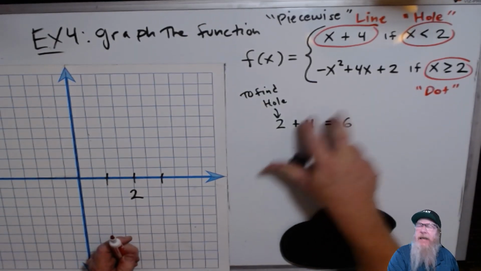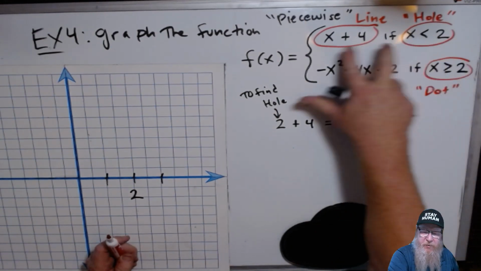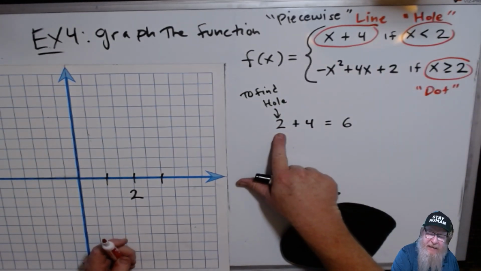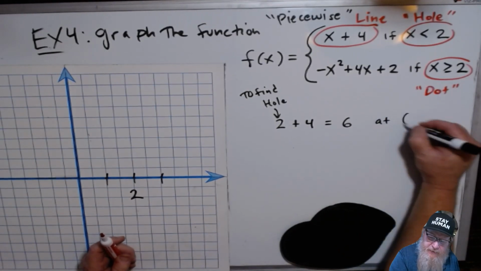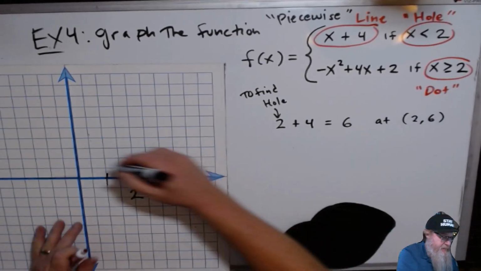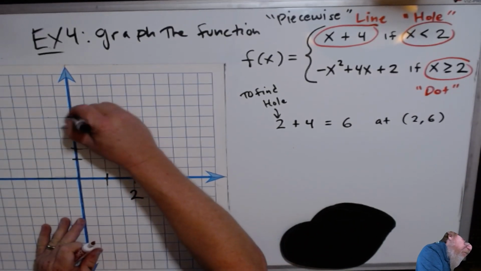So we plug in 2 where the x is, and we find the hole. So the hole is at (2, 6). 1, 2, 3, 4, 5, 6.